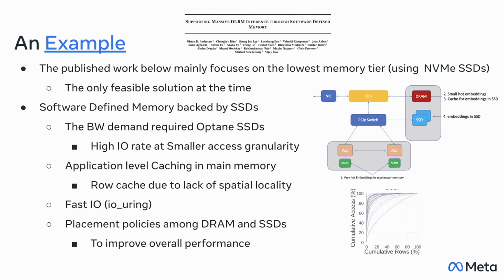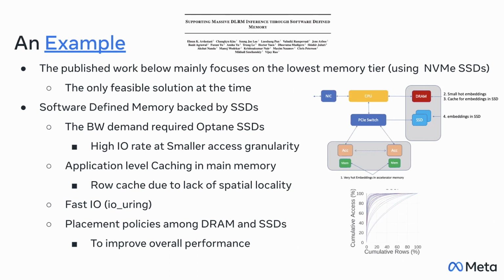The examples that I'll be going over are published in a paper titled Supporting Massive DLRM Inference Through Software-Defined Memory. It's available, and you can look it up. The main point I want to make is that this work particularly uses NVMe attached SSDs as the only feasible solution at the time for this new tier of memory that you would like to have to scale memory capacity. Based on the demands and requirements of the workloads, typical NAND flash would not satisfy the requirement across the board. So something like Optane SSD with higher I/O rate at smaller granularity enabled the use case across a wide range of DLRM workloads.